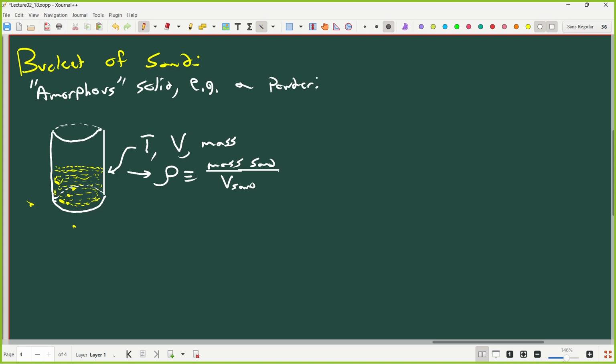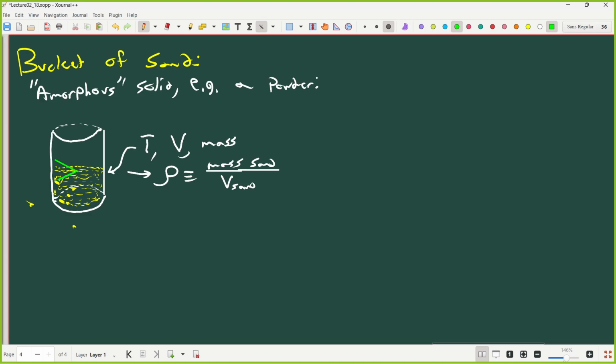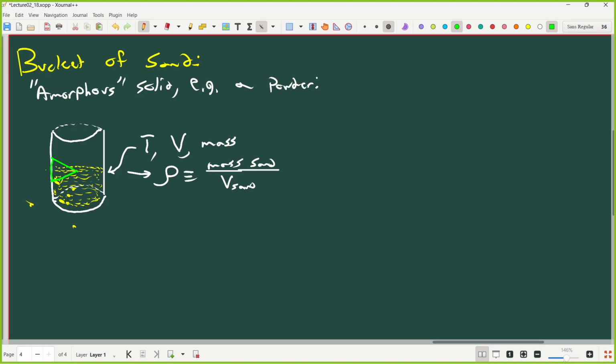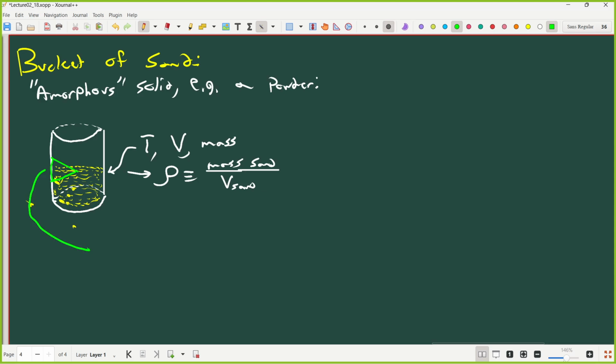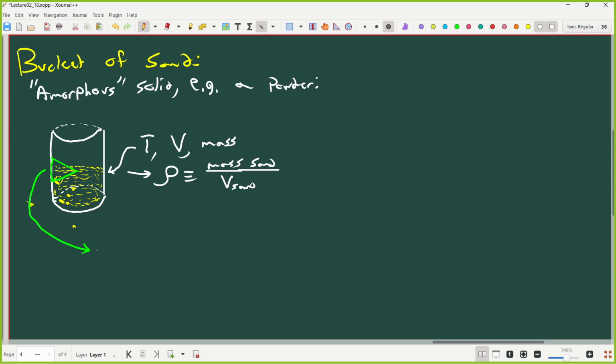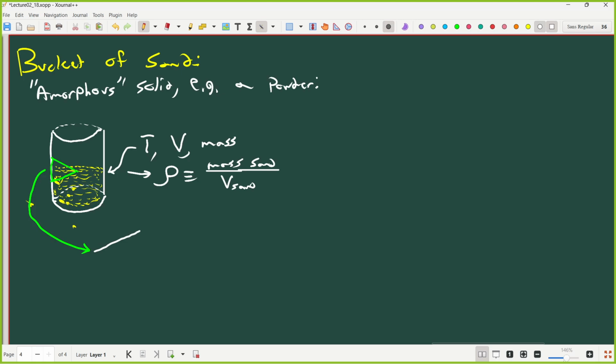All right, so now let's do the same process that we did before. Let's take a small chunk out and then look at what we see. How do I want to do this? Let's just do a little arc. All right, so we're going to take this little chunk out here. I'll draw it like this.